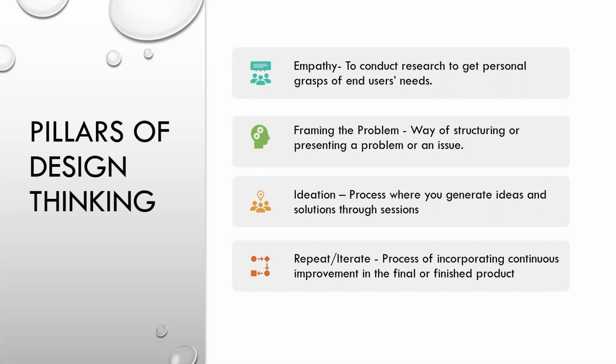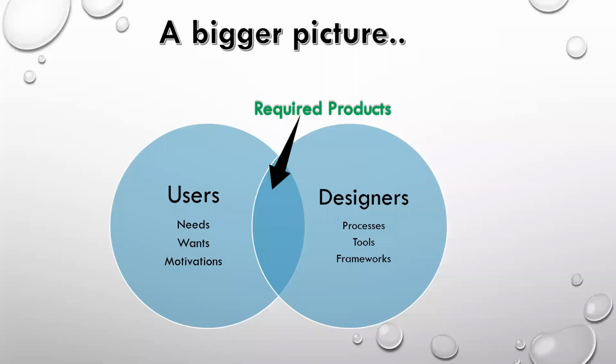So repetitive testing is a very important part of design thinking, so that the final product comes with very few bugs. Bugs will be there. It is not possible to design or prepare a product that is 100% fault free, but repetitive testing will reduce the faults. So these are the four pillars of design thinking which we have discussed. Now going to the next slide.